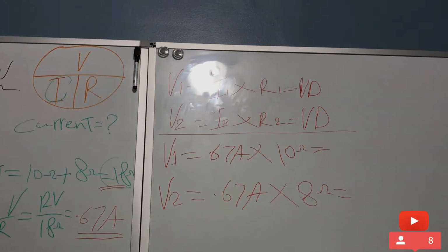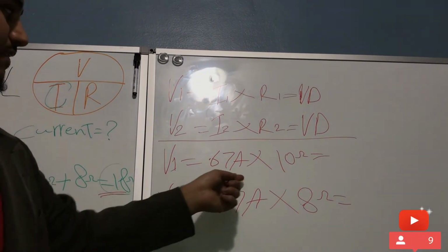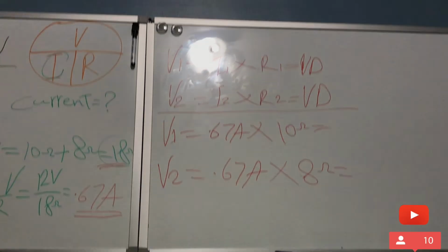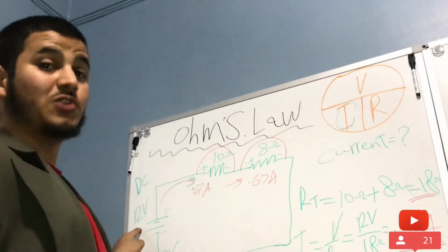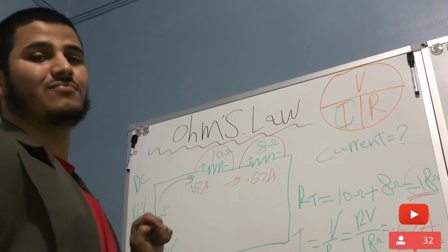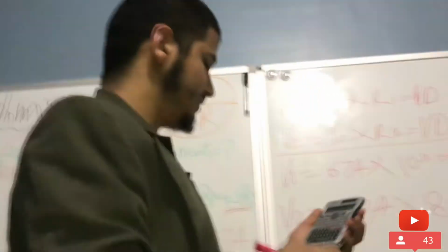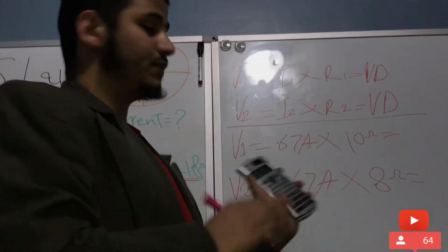All right, so we need to find that. You will add these volts drops, and it will give you what? The 12 volts battery. Let's prove it. I'm going to prove it for you.